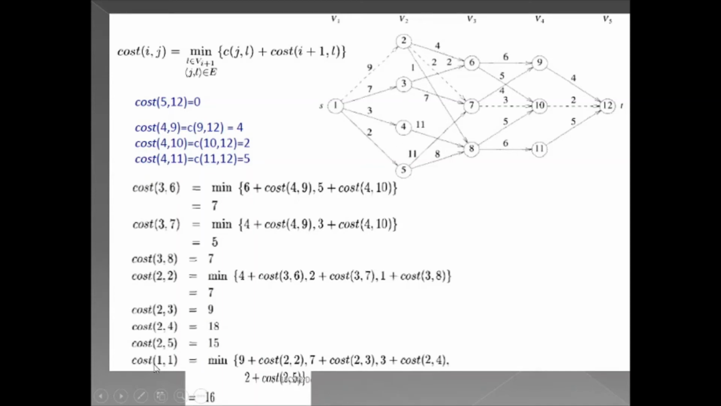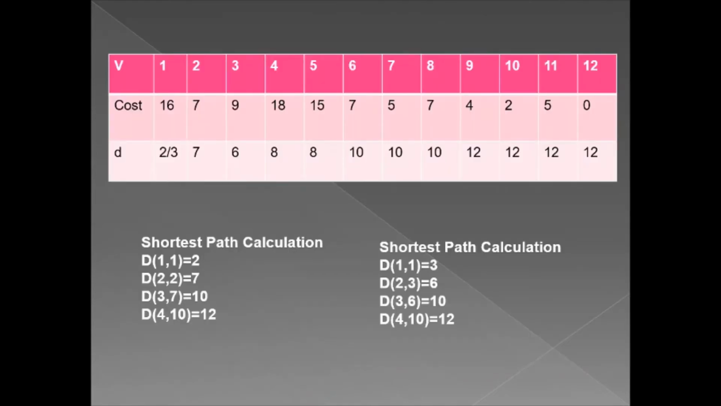Next we are going for the first vertex, that is 1. Here we are going to find the cost of this 1. How many edges are going out? There are 4 edges going out. So the minimum of those edges can be considered, and it gives us 16 as the final shortest path weight or cost. Simultaneously we are going to start recording these things.